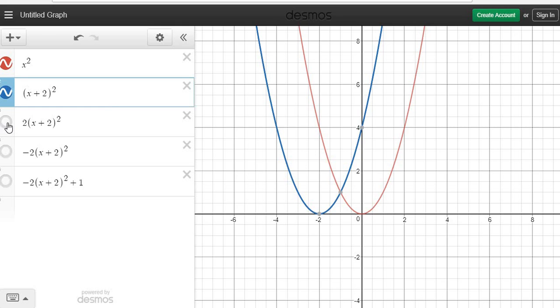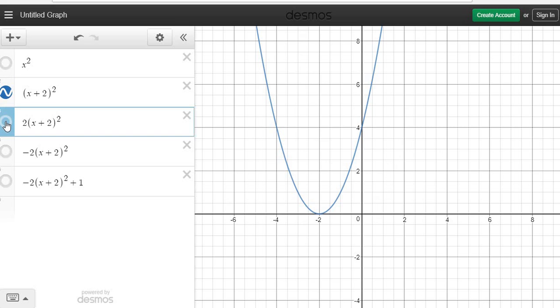Okay, then that 2 in front. We're building this up piece by piece, so we work from the inside out to get the best picture. That 2, so that's this graph right here, should vertically stretch it by 2. So let's see the blue one get vertically stretched by 2. I'm going to delete that so we can see it better.